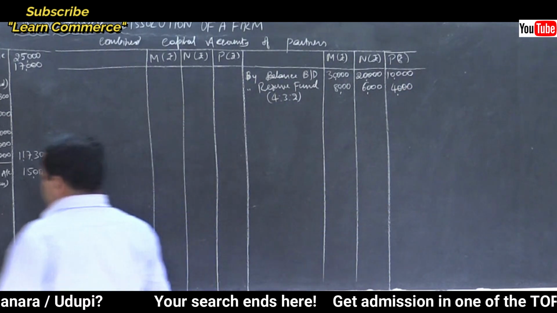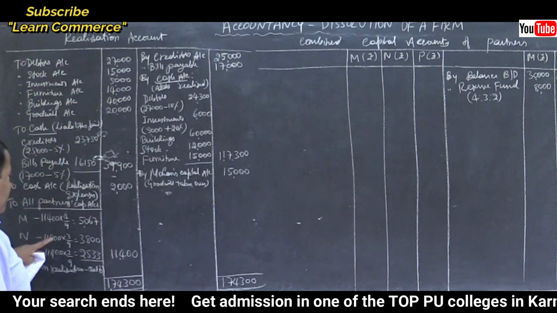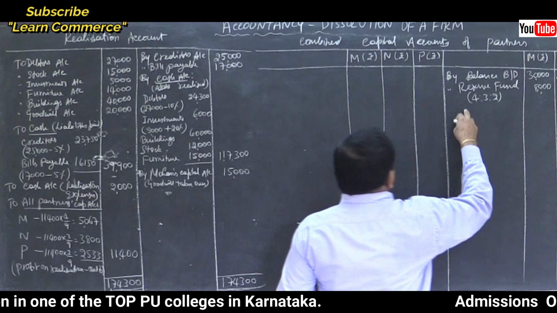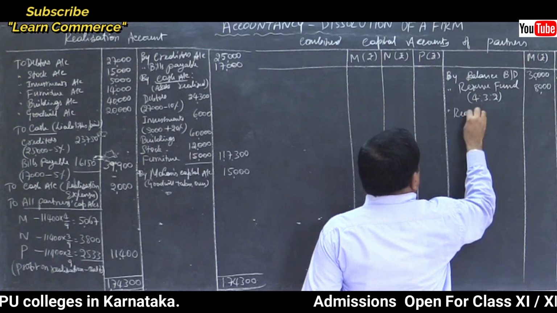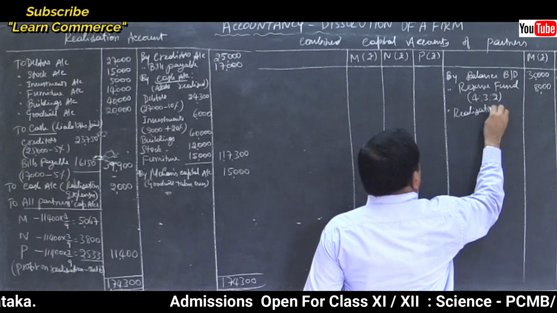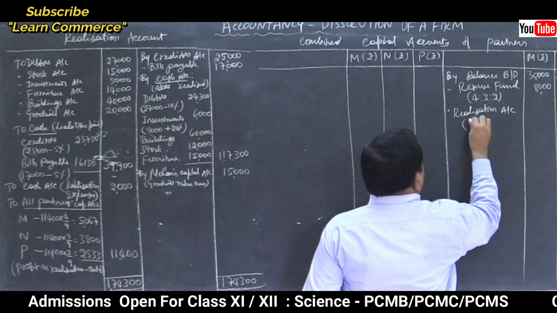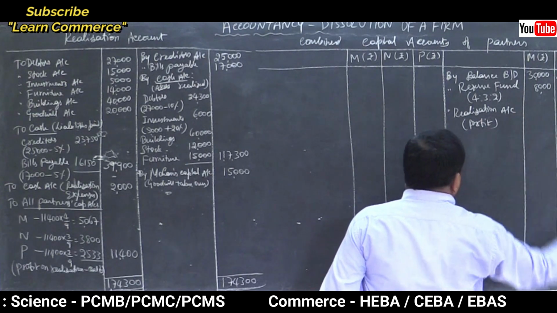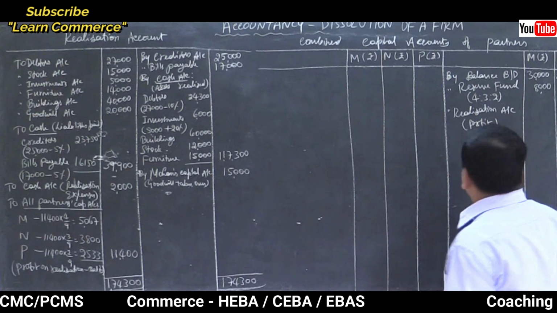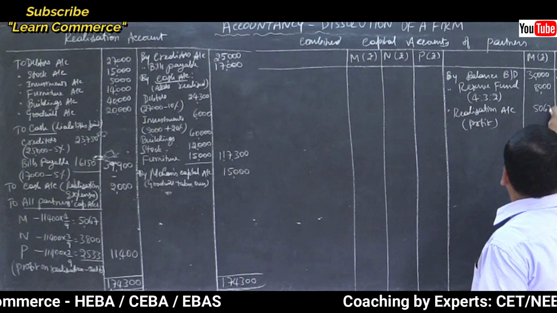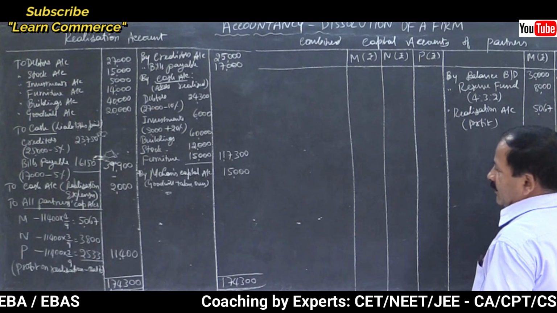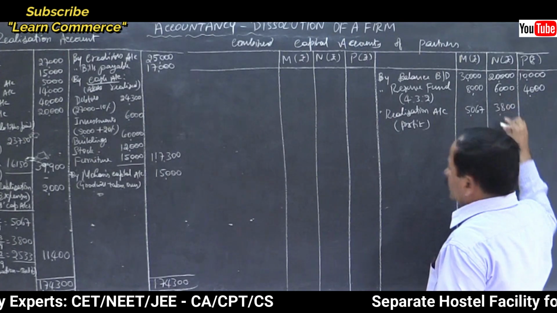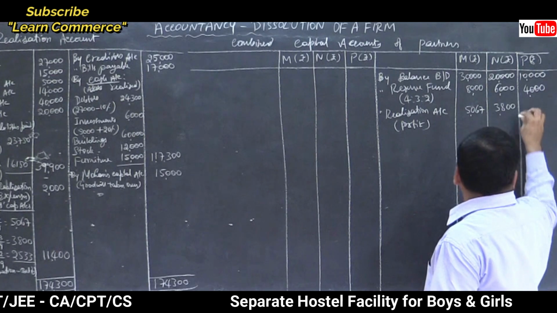Then there is profit on realization. Realization account added to all partners' capital account. So here all partners' capital account is credited by realization account. Write within bracket profit. Profit. Right? Yes. How much? 5,067, then 3,800 and 2,533.